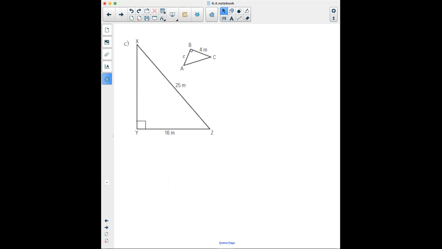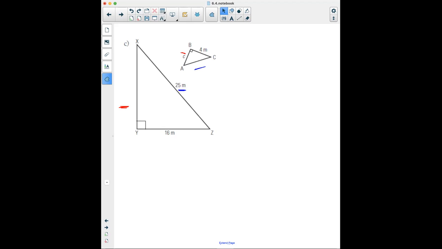All right, so we will continue here. Note that we have a right angle, and note that we know the hypotenuse on our larger triangle, but not the hypotenuse over here. Note that we are looking to find C, but we don't know the corresponding side over here. So this one's a little bit more tricky.